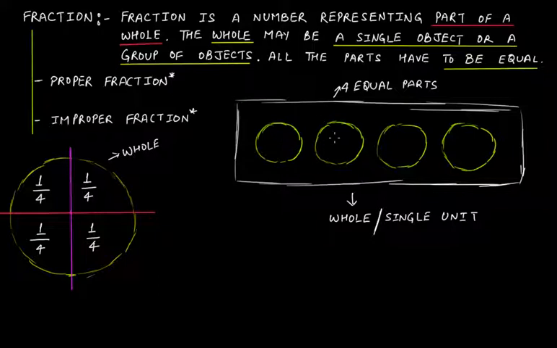This is one part, this is one part, this is one part, this is one part. So this will be one part out of how many parts? 4. This will be another one part out of how many parts? 4. This will be another one part out of how many parts? 4. This will be another one part out of how many parts? Out of 4. Okay, so this is 1/4 of this whole, this is 1/4 of this whole, this is 1/4 of this whole, this is 1/4 of this whole. We say it like this, okay, 1/4. How?